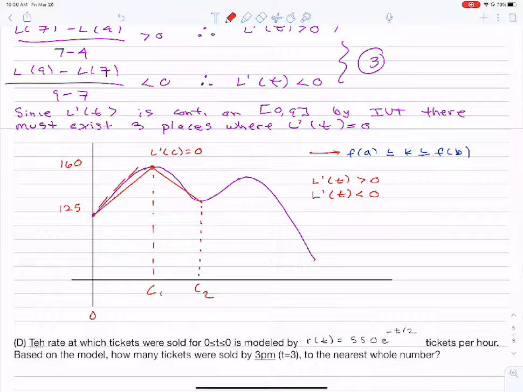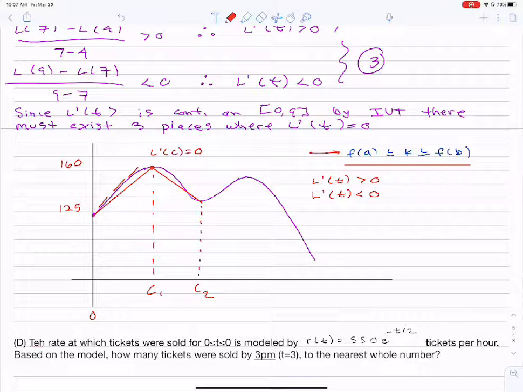Okay, so I've established that L prime has changed signs. Mean value theorem allowed me to talk about the signs of L prime. From 0 to C1, mean value theorem allowed me to say that L prime was positive. From C1 to C2, it allowed me to say that L prime was negative. Now that I know their signs, I can start talking about IVT.